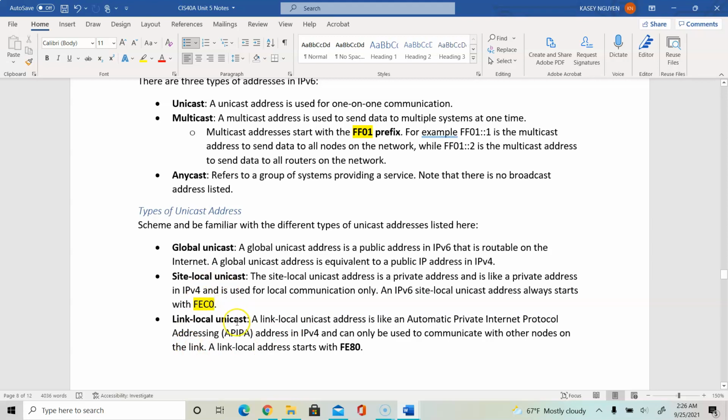Your link local unicast will be an address like the automatic private IP addressing, but for IPv6, and this can be used to communicate with other nodes on the link, and the link address starts with FE80. So when you see FE80, as you've seen with the RCCD network that we looked at, they use this just because they're using link local unicast, which is an IPv6 address. It's not really fully activating or implementing IPv6. But internally, if you're using FEC0 at home, that's just for internal addresses, and it's a private address. It's used to go one-to-one.